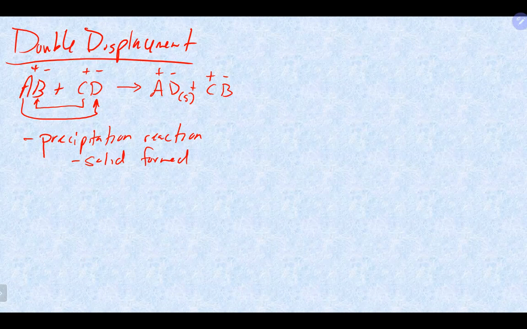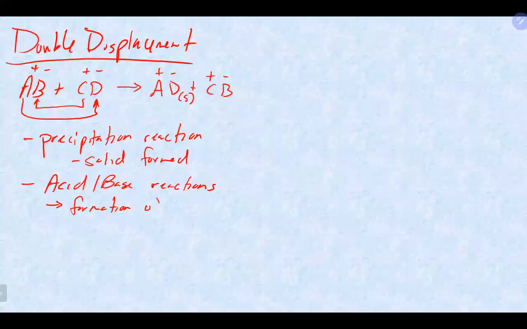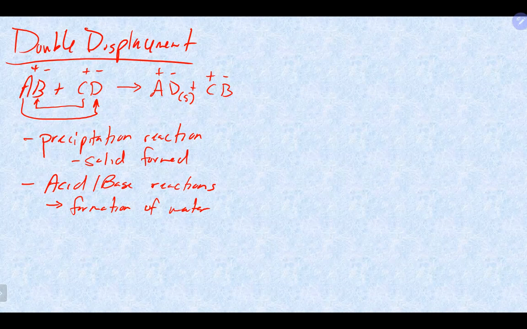Another classification that falls under the double displacement reaction is the acid-base reactions. And in acid-base reactions, one of the main things that happens is the formation of water. And the formation of a solid and the formation of water are really two of the three reasons why a reaction takes place.